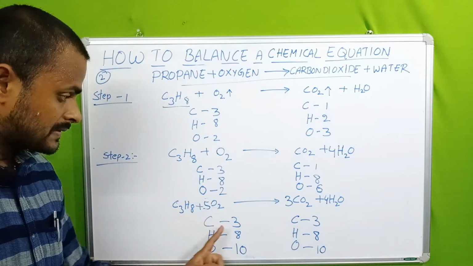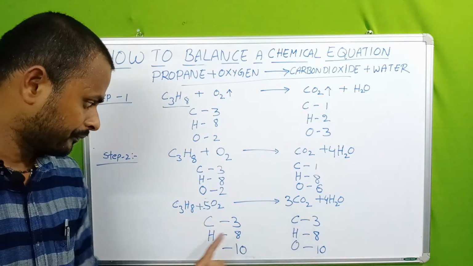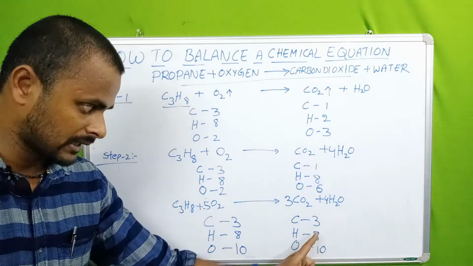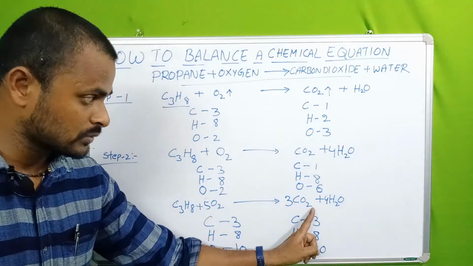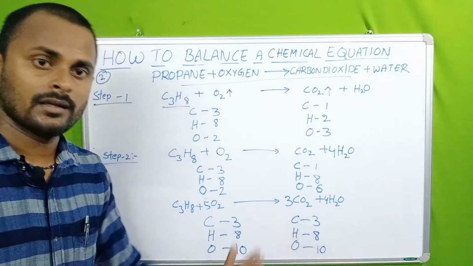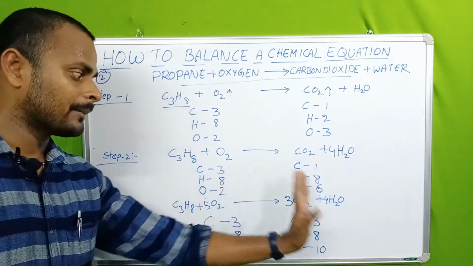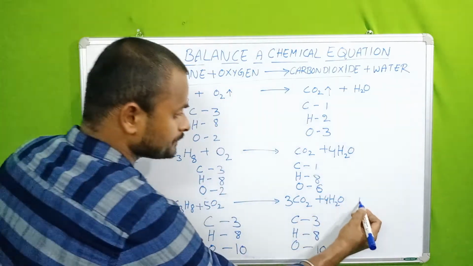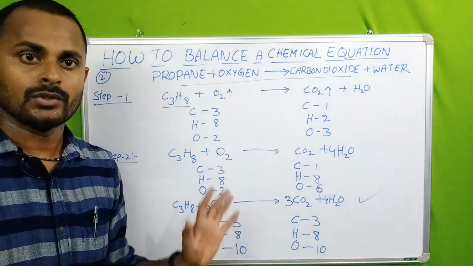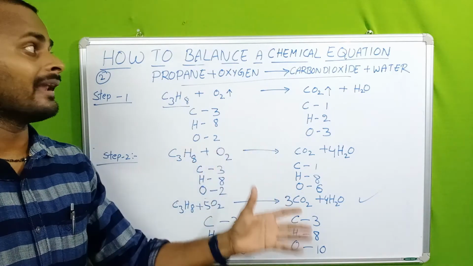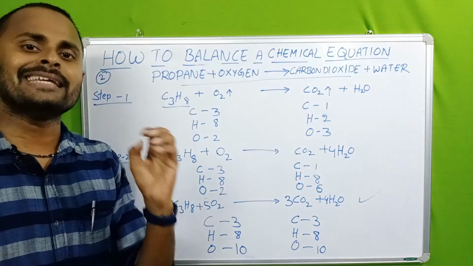Here carbons 3, carbons 3. Hydrogens 8, 4 2s are hydrogens 8. Oxygens 5 2s are 10, and here also 3 2s are 6 plus 4, 10. Hence, on the reactant side and product side, the total atoms are balanced. So by this way you can balance a chemical equation in the easiest way.